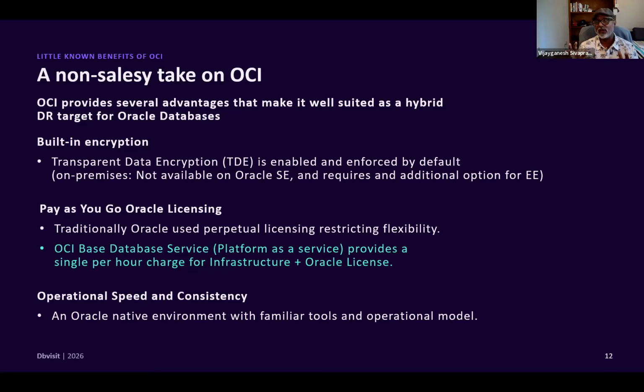So if you're having not only your production environments, but also your UAT or dev environments, you can choose to keep uptime to a minimum to save on both license and infrastructure costs, which is not the same for your on-premise environments. And operation speed and consistency are very good because we are using Oracle native tools, wherein the setup and everything is much faster. That's some of the reasons why we say that OCI has its own advantages over other cloud providers, especially for Oracle databases.